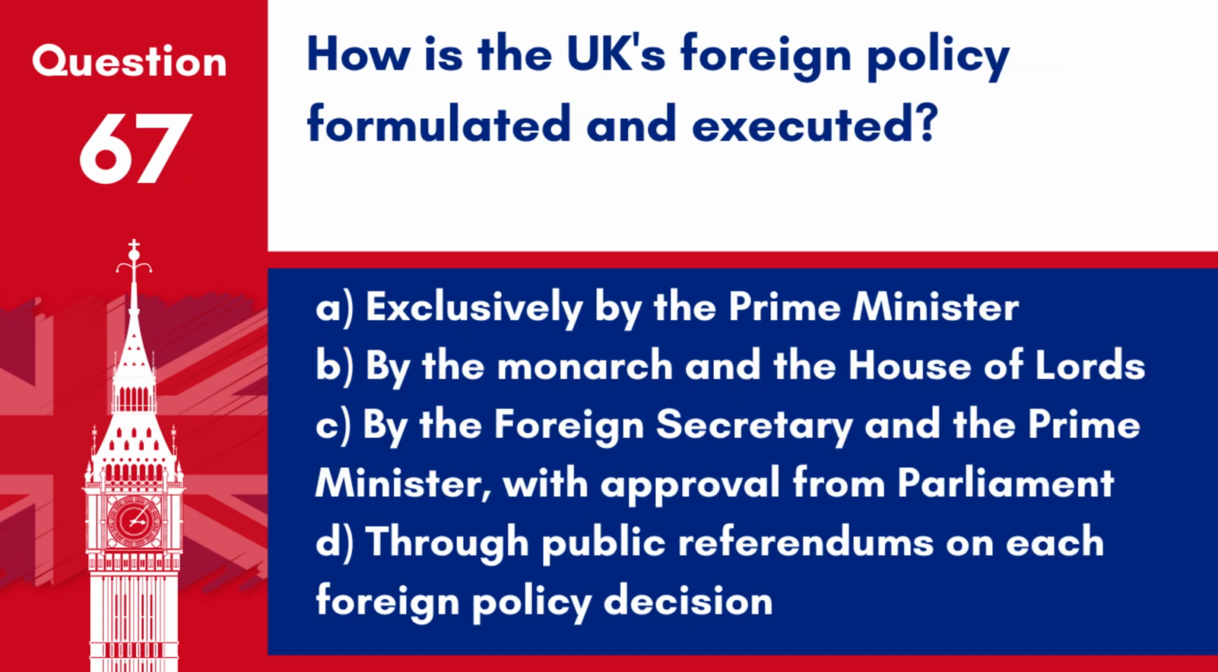Question 67. How is the UK's foreign policy formulated and executed? A. Exclusively by the Prime Minister. B. By the Monarch and the House of Lords. C. By the Foreign Secretary and the Prime Minister with approval from Parliament. D. Through public referendums on each foreign policy decision. Answer C. By the Foreign Secretary and the Prime Minister with approval from Parliament.